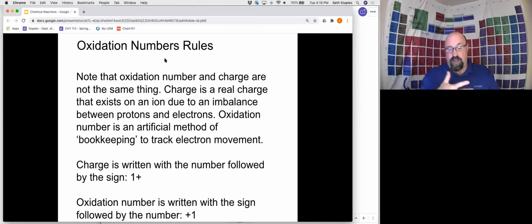Charge, and we talked about this when we looked at ions a couple weeks ago, is written with the number followed by the sign, so a 1+, whereas oxidation number is written with the sign followed by the number. That is an important difference in terminology. I know that I quite often slip up. You'll see me even on some of the examples that I gave today where I might have written charge as a +1. Really it should be 1+ whenever you're talking charge, and +1 whenever you're talking oxidation number, because there is a difference between those two things.